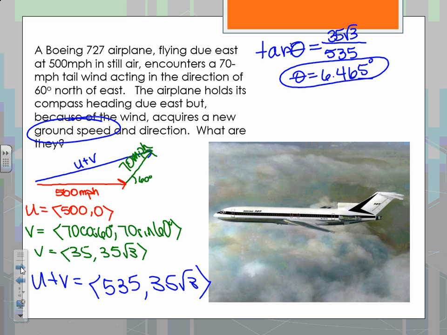Why is it called ground speed? Because of what I just explained. Why is the word ground in there? Why not just speed or air? Technically 500 is its airspeed, but the wind is affecting it. So if you are on the ground looking up, it's not going that fast. Okay, so let's figure out how fast it is going here. The magnitude of u plus v.